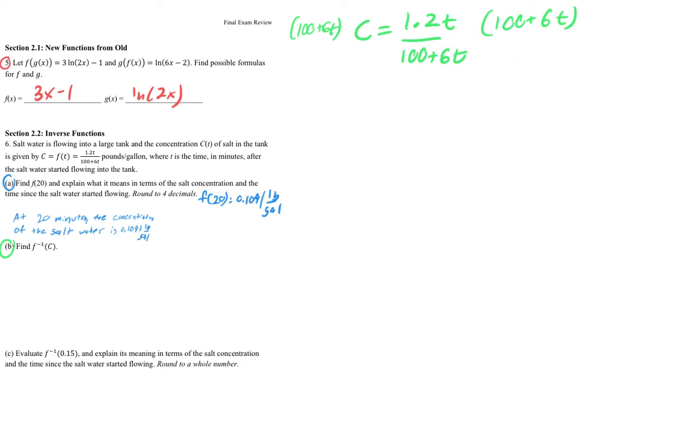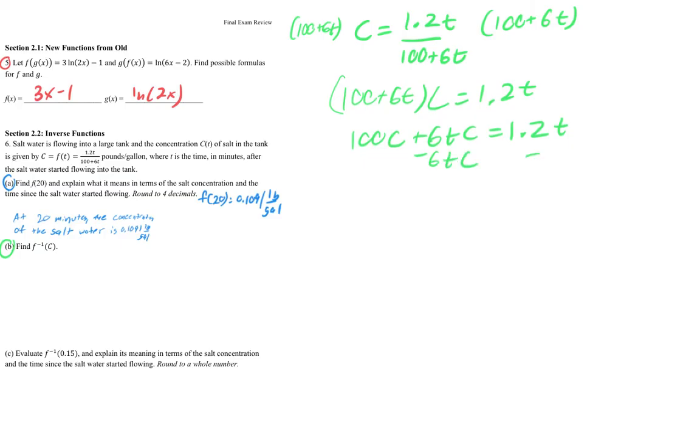So that's going to leave us with 100 plus 6t times c is equal to 1.2t. Distribute our c, so 100c plus 6tc is equal to 1.2t. Next, we want to get all of our terms with t's on one side, so we're going to subtract 6tc. So we're left with 100c is equal to 1.2t minus 6tc.